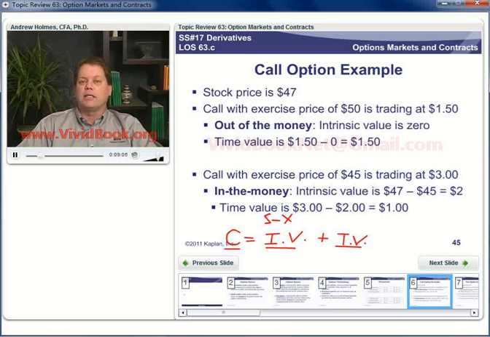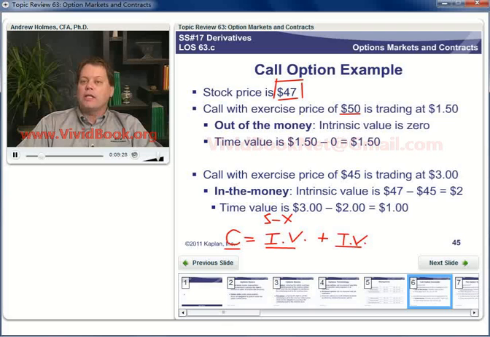So let's look at the example. The stock price here is $47. We have a call with an exercise price of $50. So we have the right to buy this at $50. It's currently selling for $47 in the market. Would you want to exercise your call option? Would you exercise your right to buy this for $50 when it was actually trading for $47? Well, of course not. If you wanted the stock, you'd go in the market and buy it for $47.